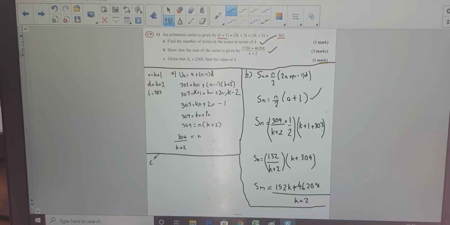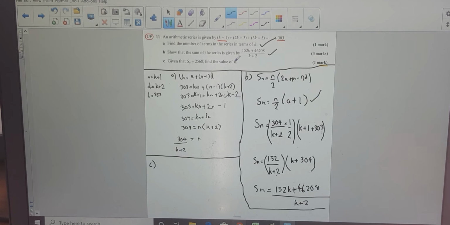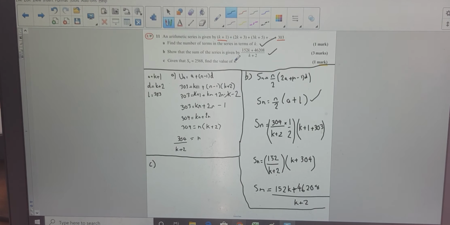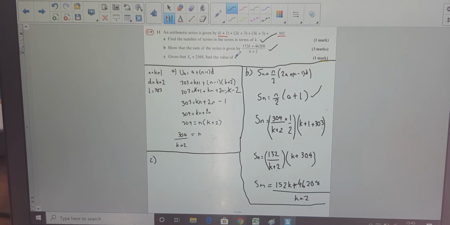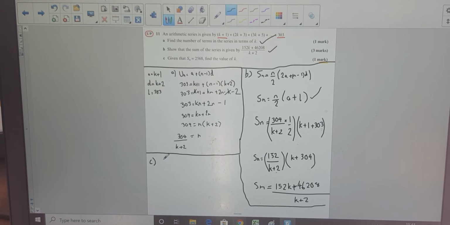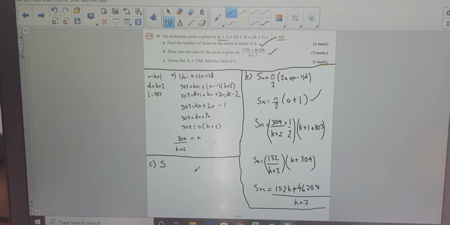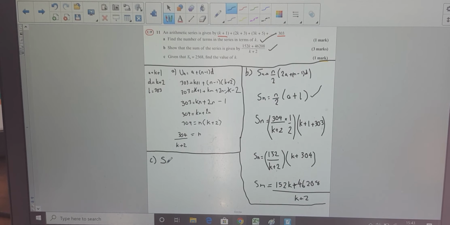And then let's do part C here. Given that the sum to the nth term, i.e. all of them, is equal to 2568, find the value of k. So, what am I thinking? Well, I know that the sum of n is equal to, sorry, I lost track a little bit there. 2568 tells us that. Okay, right.